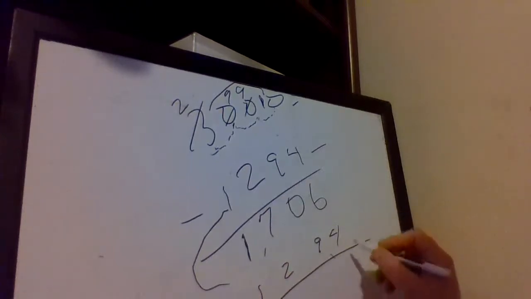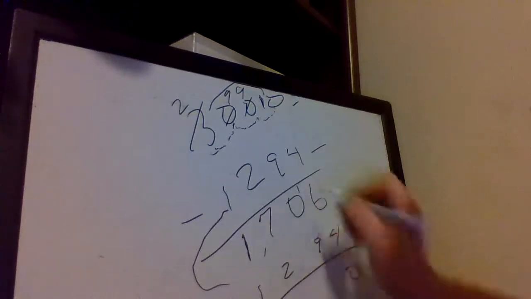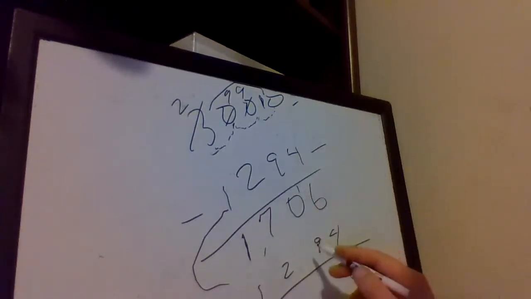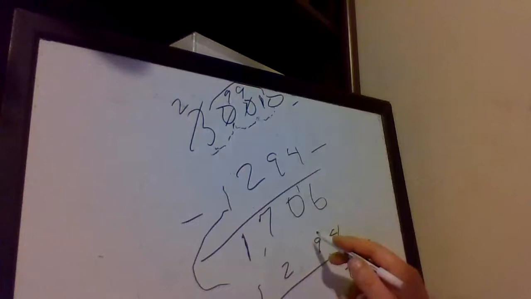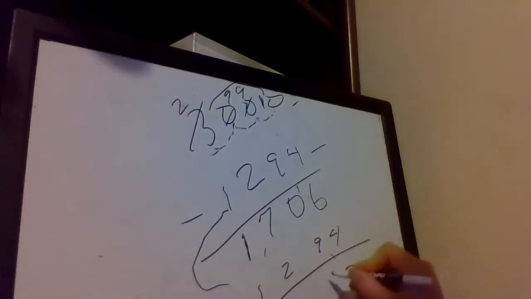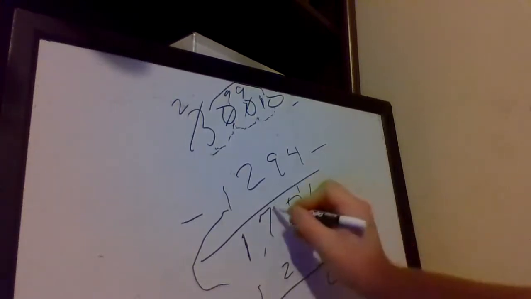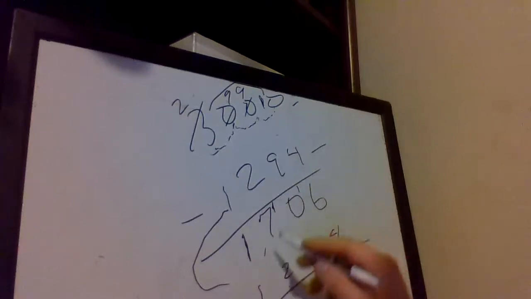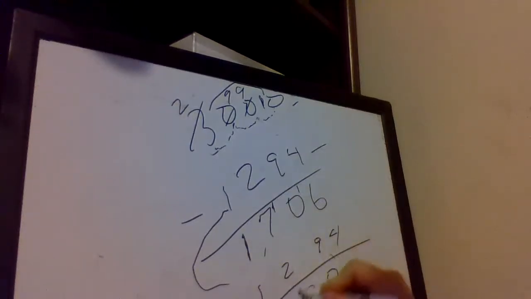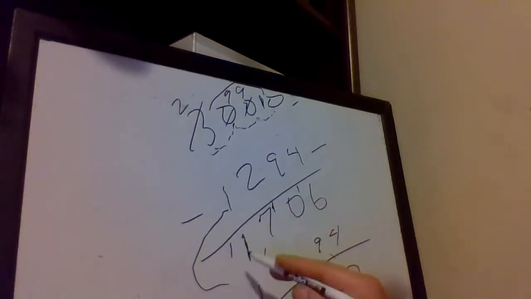6 plus 4 is 10. Put your 0, carry your 1. 0 plus 9 is 9. 9 plus 1 is 10. Put down your 0, carry your 1. 7 plus 2 is 9. 9 plus 1 is 10. Put down your 0, carry your 1. 1 plus 1 is 2. 2 plus 1 is 3.